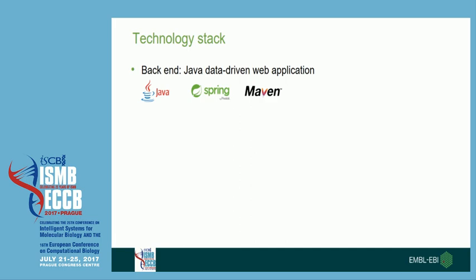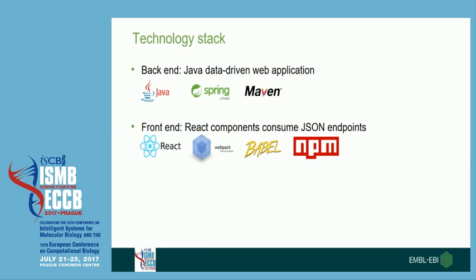Now, in terms of our technology stack, for the backend, we use a Java 8 application on our Tomcat server. We also use Spring and Maven to control the build life cycle of the application. For the front end, we use React, Webpack, Babel, and NPM. The usual pattern is a React component that consumes a JSON payload produced by an endpoint from the backend. So we can say that in the backend, we're a bit more conservative, but in the front end, we are a bit more daring to work maybe with experimental tools.